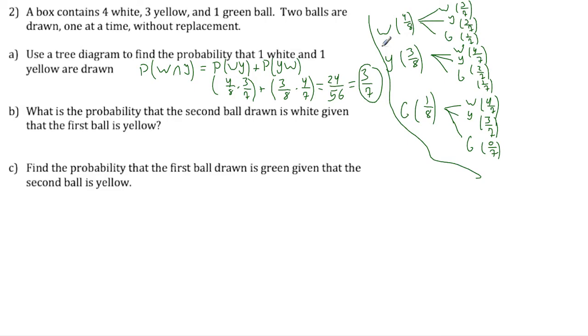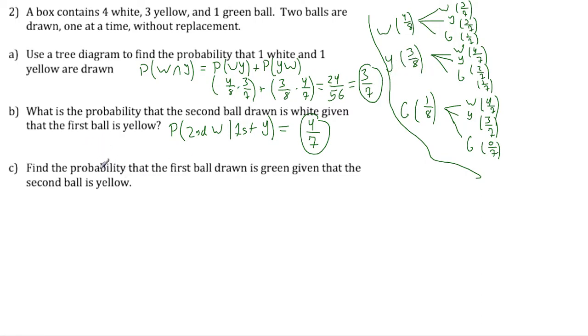So moving on to the next one, what's the probability that the second ball drawn is white given that the first ball is yellow? So this is the probability of the second white given that the first is yellow. If the first is yellow, the probability that I get a second white is simply 4 out of 7, just looking right at that table. There is that formula that you could use here again, but it's unnecessary because we can just look right at the tree.